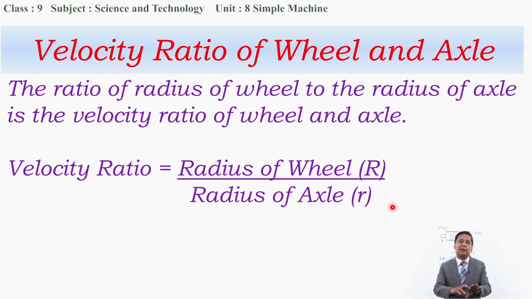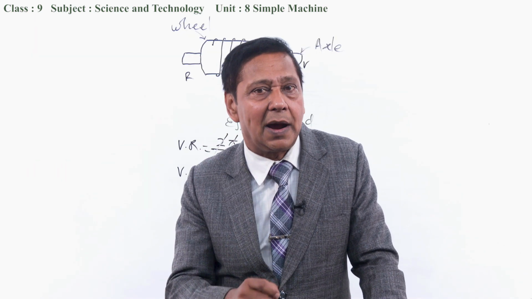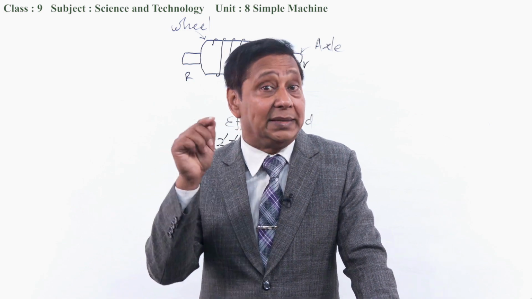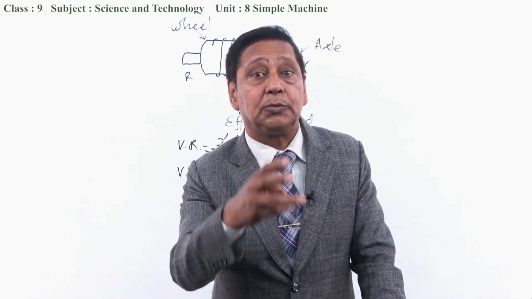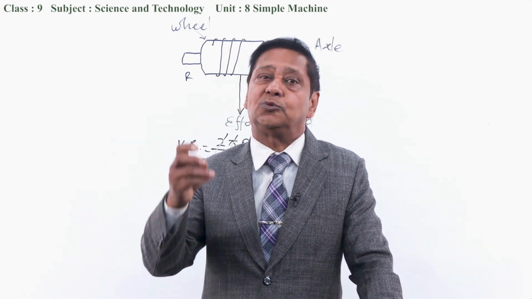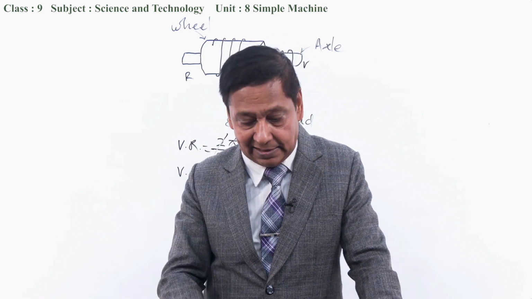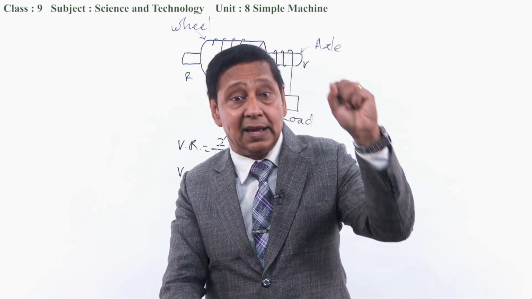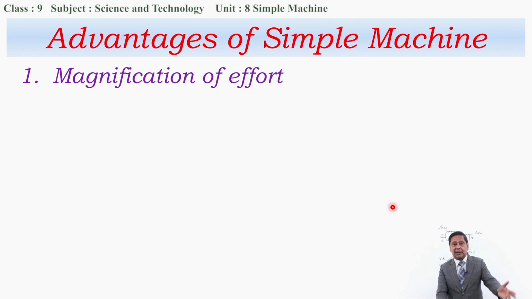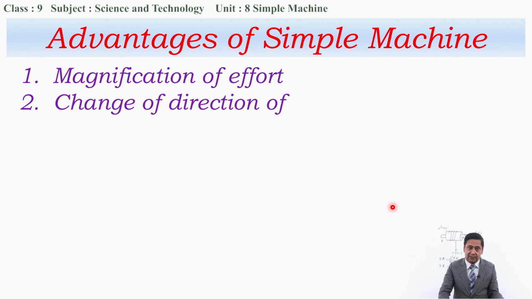Okay, after the velocity ratio of wheel and axle, now I want to tell you about the advantages which can be taken from the wheel and axle. What advantages can be taken from simple machine, and out of those, how many advantages we can take from a wheel and axle? I want to represent this. Look at this. Advantages of simple machine. It can magnify the effort. One of the advantages is magnification of effort.